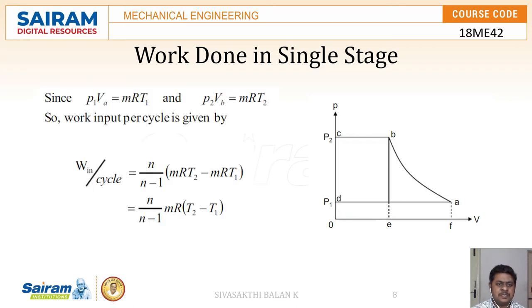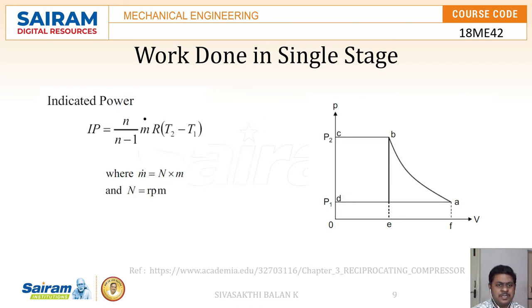And we also know that P1 VA is equal to MRT1. It is from the universal gas formula, PV is equal to MRT, and P2 VB is equal to MRT2. Replacing these two values in terms of P1 VA and P2 VB, we get the final result of work done per cycle as n divided by (n minus 1) into MR multiplied by (T2 minus T1), or in general, n divided by (n minus 1) into MR (T2 minus T1).